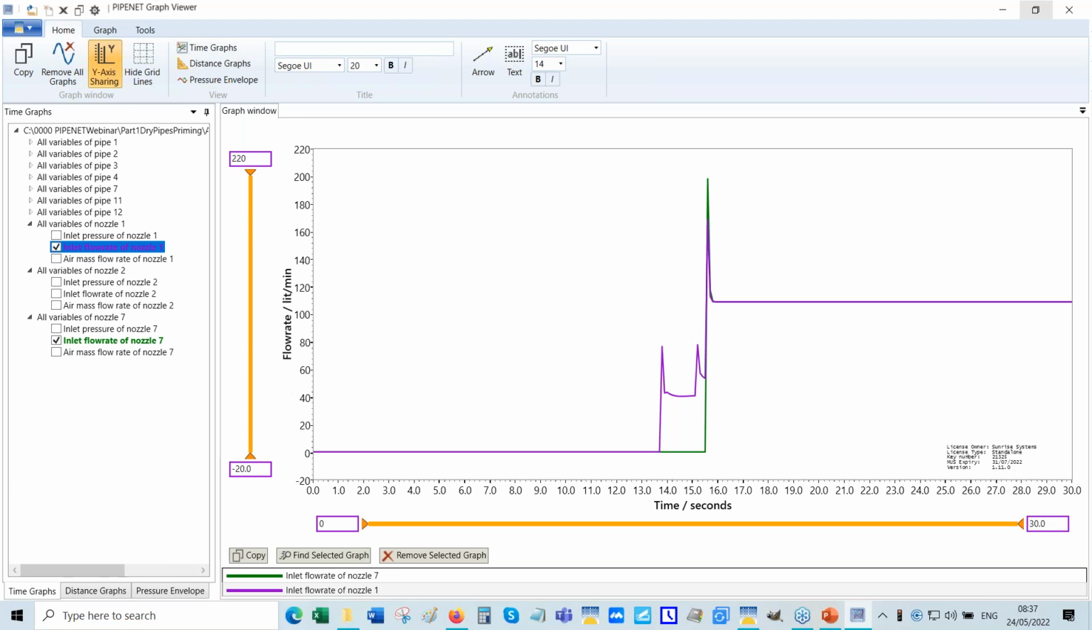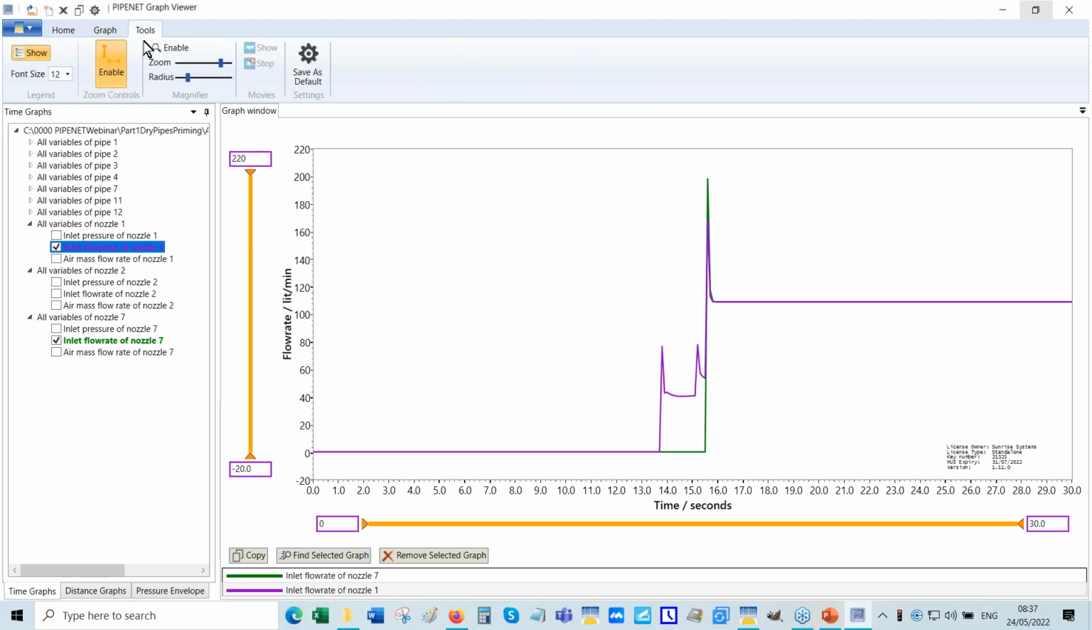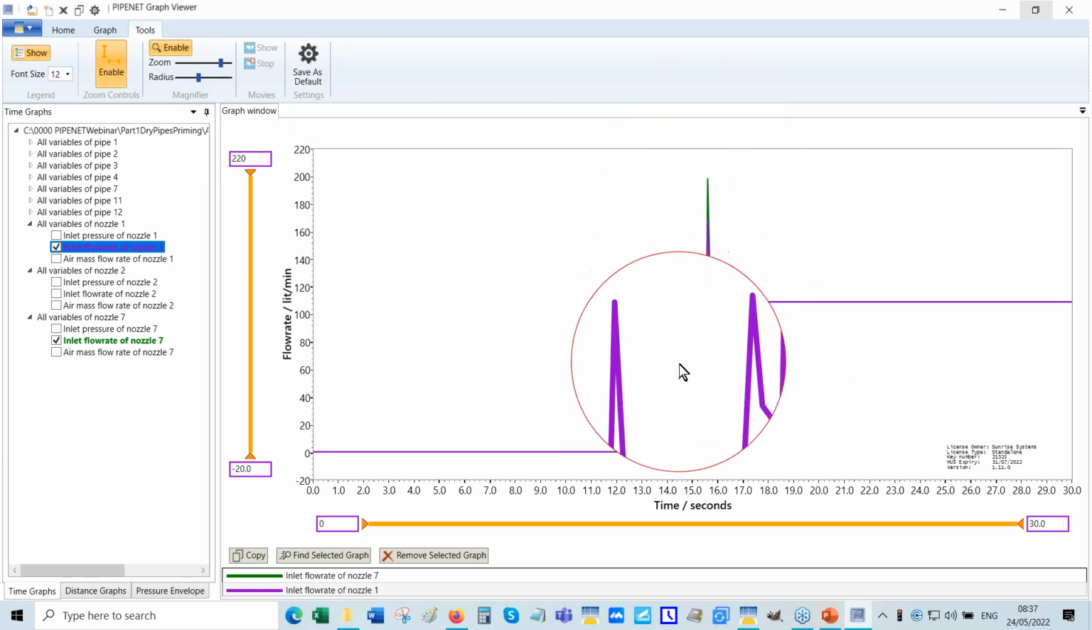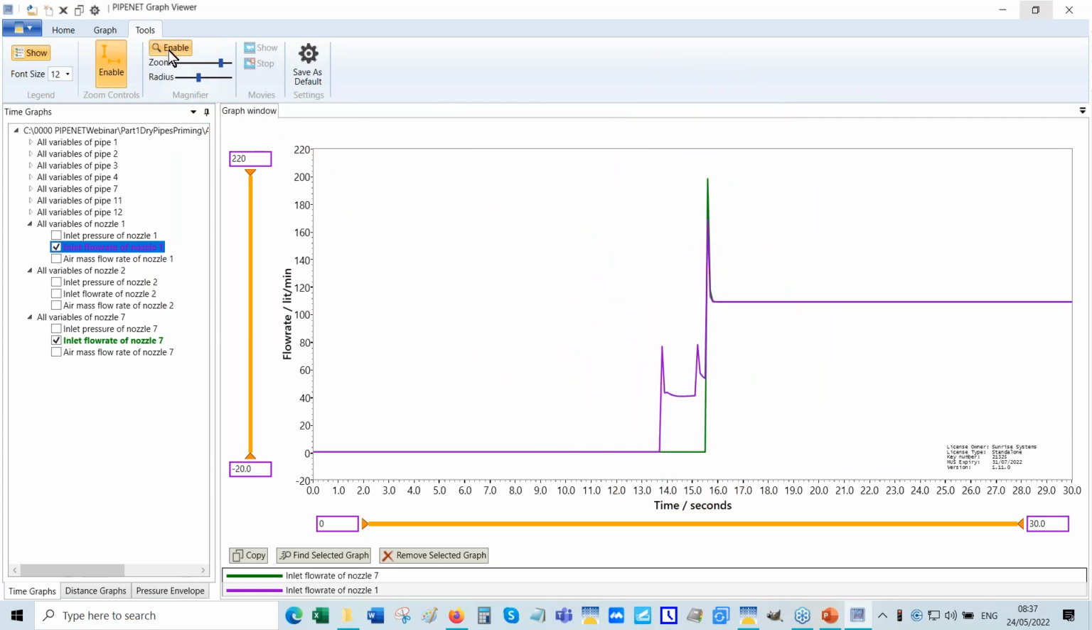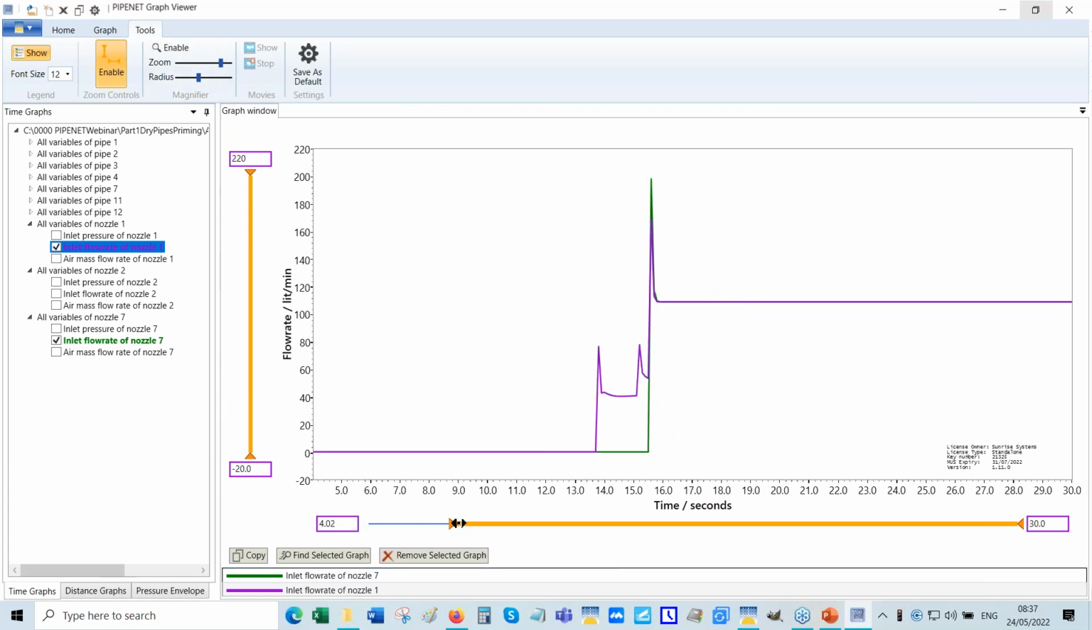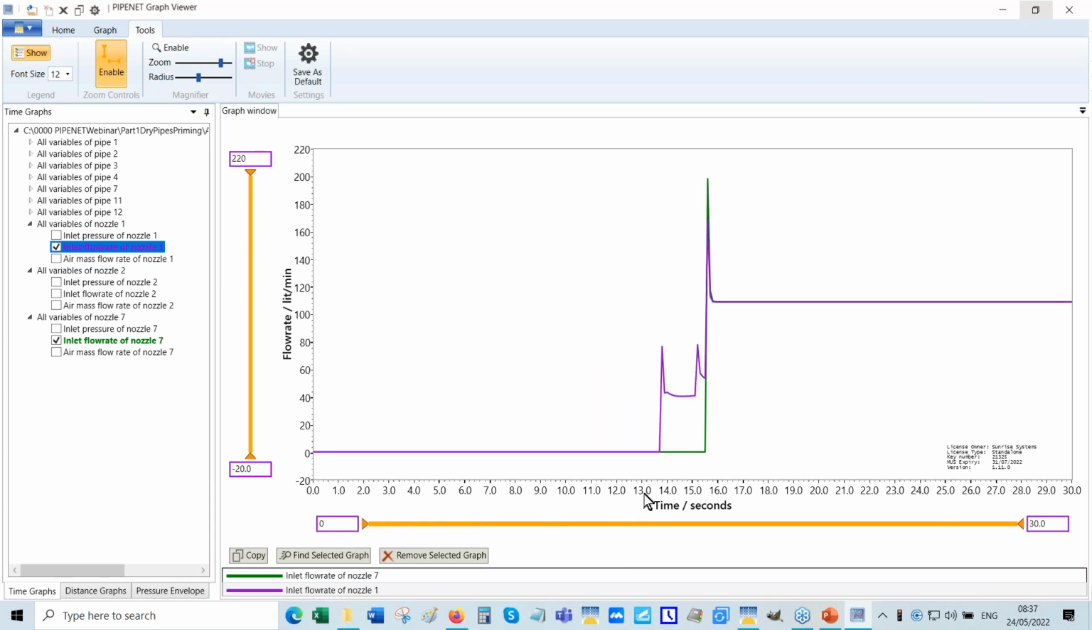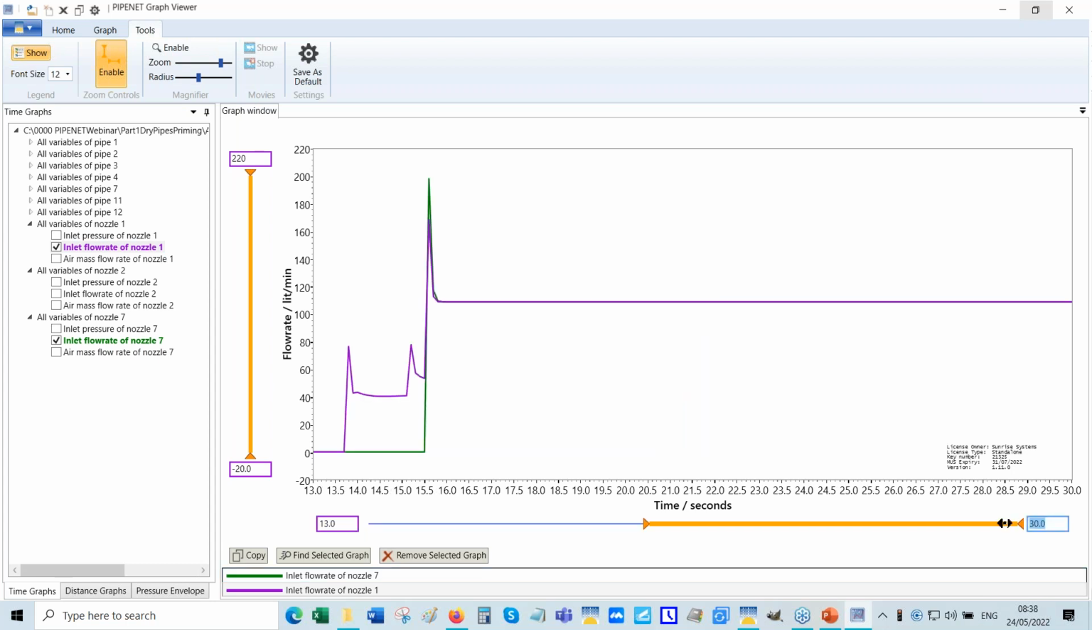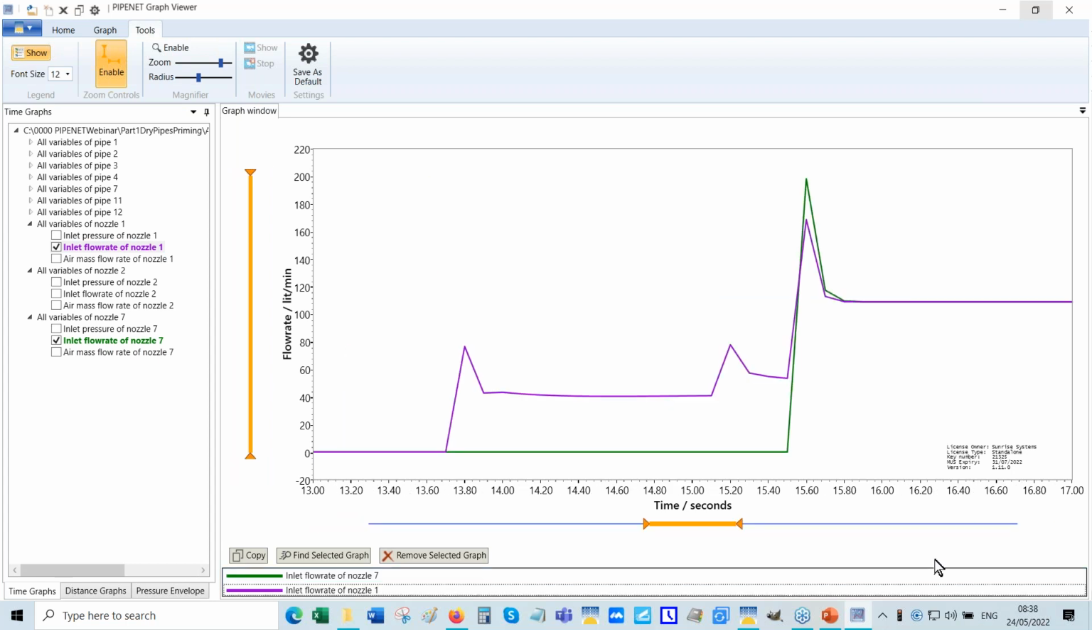that to this. Now you can zoom in. See, there are nice features in PIPENET, like this magnifying glass. You can see what's going on in greater detail. You can also zoom in by using this, or you can actually say, I want to look at 13 to 17 in more detail. So 13, you put 17, see, we're zooming in.